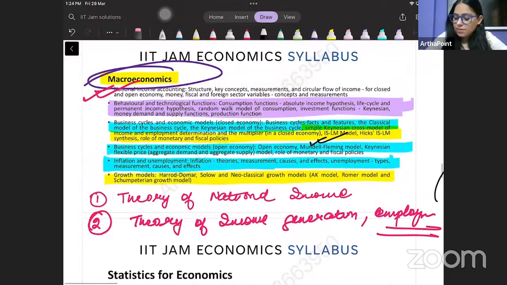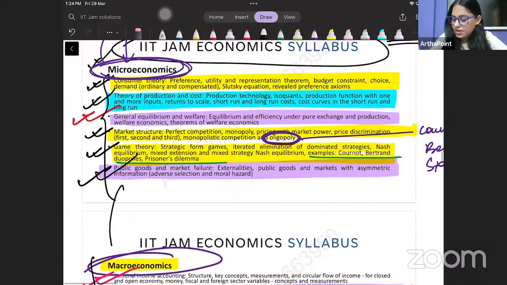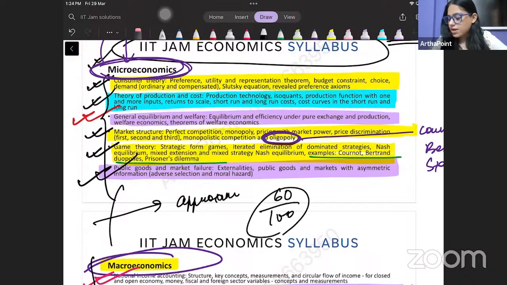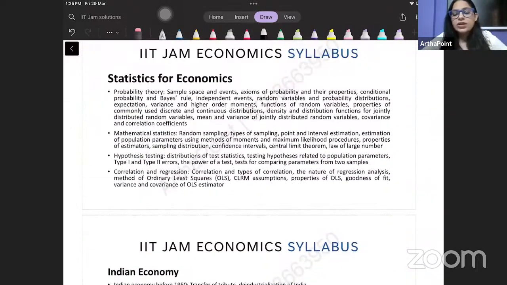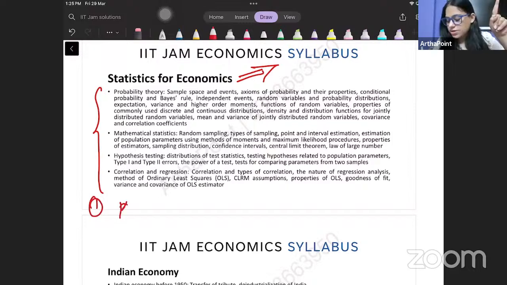As soon as we have covered micro and macro, you can assume that approximately 60 out of the 100 marks paper is covered. Okay. Now, the next thing that we will be focusing on, beta, will be statistics. In stats, we can divide the entire stats into mainly 4 parts. The first part is related to probability.